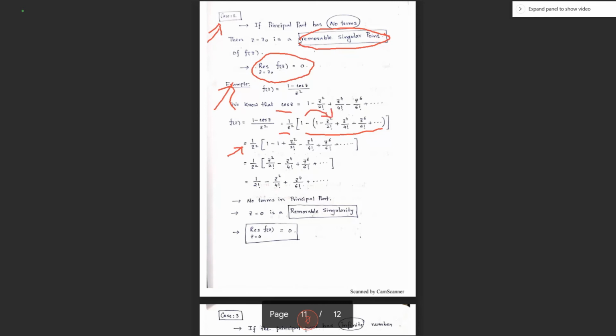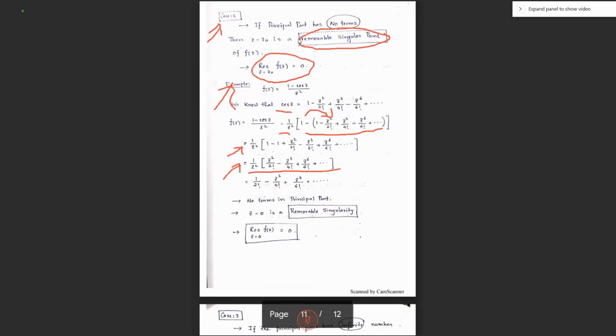Multiplication by minus 1. So 1 minus 1 plus z squared by factorial 2 minus z to the power 4 by factorial 4, and so on. Now in the next step we have just simplified this. The plus 1 and minus 1 cancel out, and we get 1 by z squared into z squared by factorial 2 minus z to the power 4 by factorial 4 minus z to the power 6 by factorial 6.